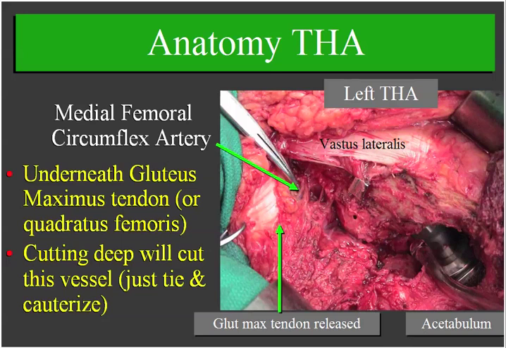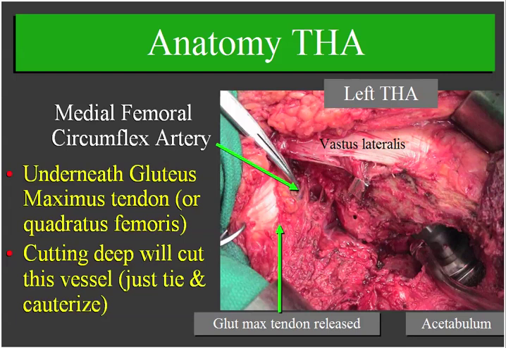This picture is a left total hip. The acetabulum is up there over to the right. The gluteus maximus tendon has been released off the femur and pulled back. That arrow shows the medial femoral circumflex artery. So it tends to be right underneath the G-max tendon or at the border, inferior border of the quadratus.